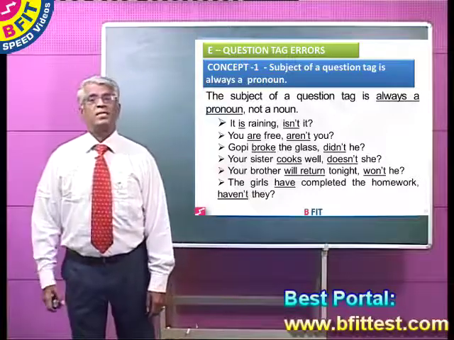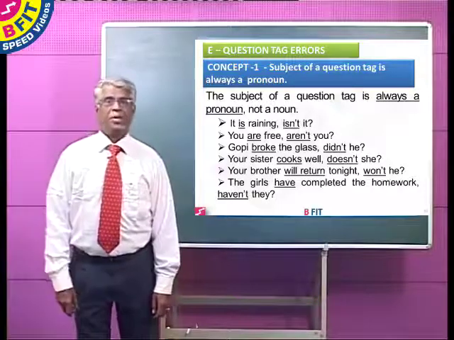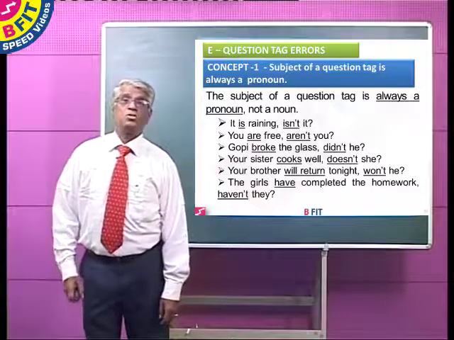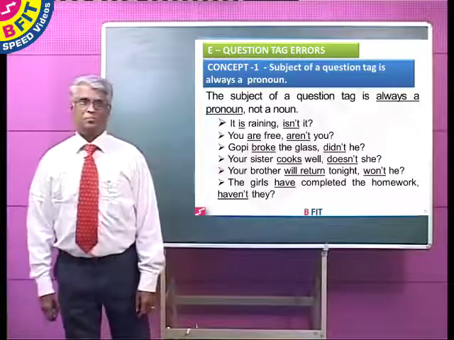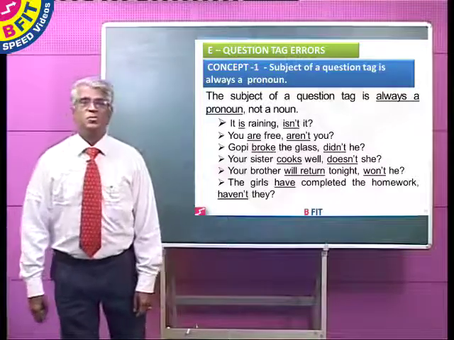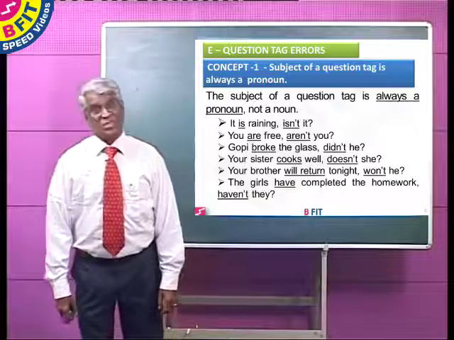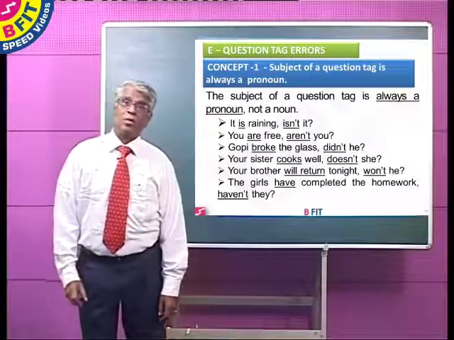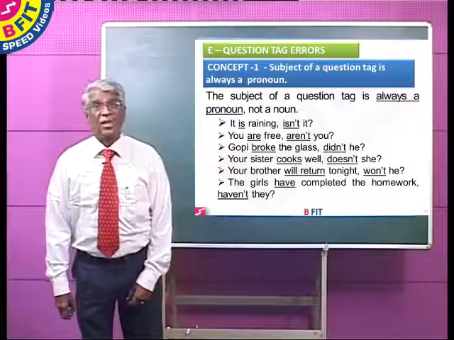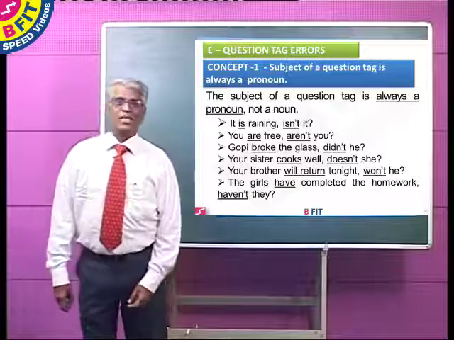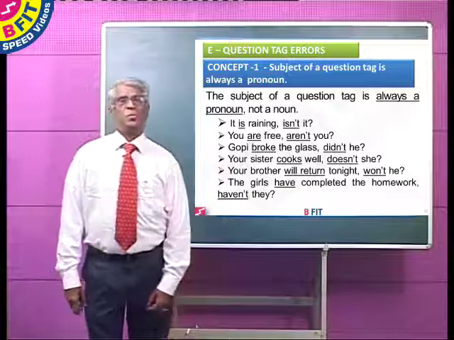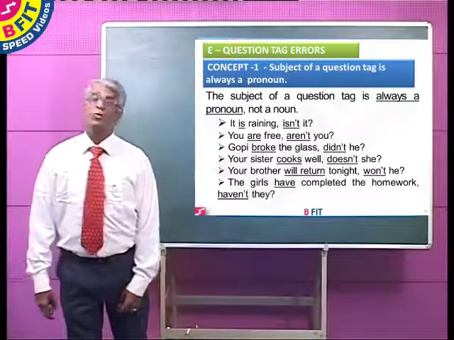But if there is a person whose name is Ravi, and you are not sure that his name is Ravi, you should not ask the question, what's your name? But you should say something like, you are Ravi, aren't you? That aren't you is the question tag. A question requires an answer. A question tag requires a confirmation or a denial. When you come across a question like, you are Ravi, aren't you? You are expected to say, yeah or no.